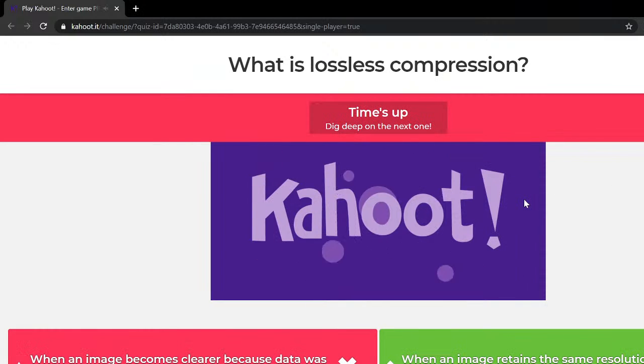And the answer is B. So when an image retains the same resolution because no data was lost. So for lossless, as in the name, it's lossless. So it doesn't lose data. So therefore, it would remain with the same amount of data that it had before.